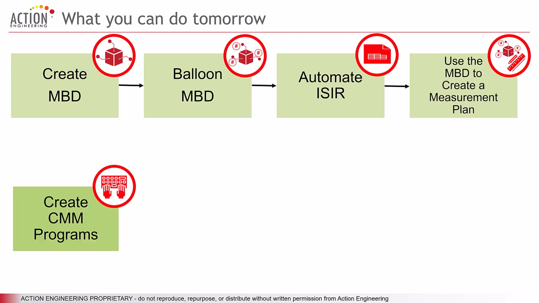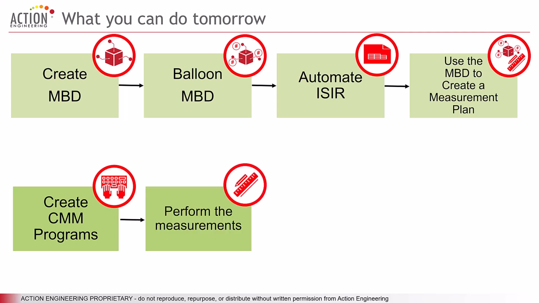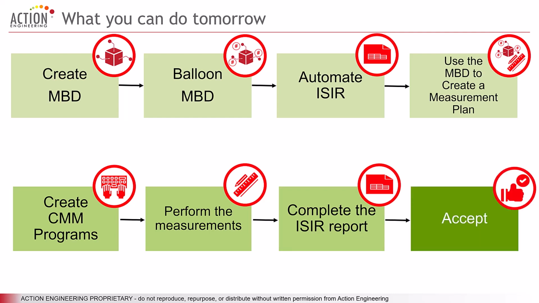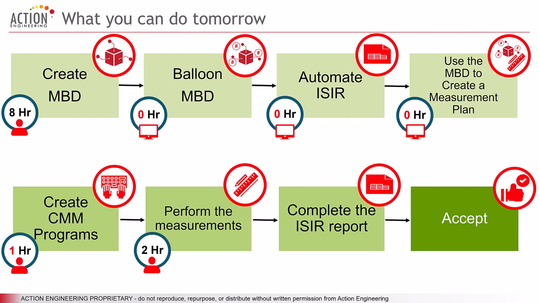Next, the CMM programmer checks the automated path plan, probes, and simulates the planned path to measure the part. Then the measurement is performed on the CMM and with the X-ray. All the measurements are automatically recorded in the ISIR or FAI form. And finally, the part is accepted. This workflow only takes about a day and a half as compared to the 6 days before. This is a 75% time savings.